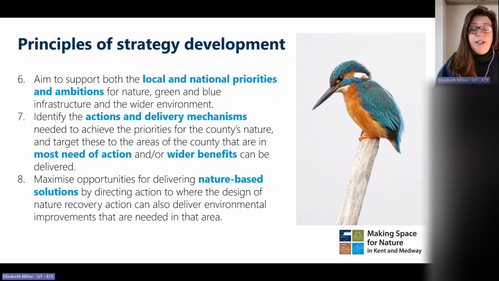We also look to identify actions and delivery mechanisms needed to achieve the priorities and target those to where they were most in need of action and where wider benefits would be delivered. So you'll hear that said quite a lot through this presentation, and that's because there's obviously a huge amount of things that we might like to do, and there also are a huge number of areas where we might like to do that. But one of the purposes of the strategy was to focus that down. So the decision was taken that we would be focusing the actions that were most needed and the areas that would benefit most from that action, but also would look to provide wider benefits from targeting action in that area.